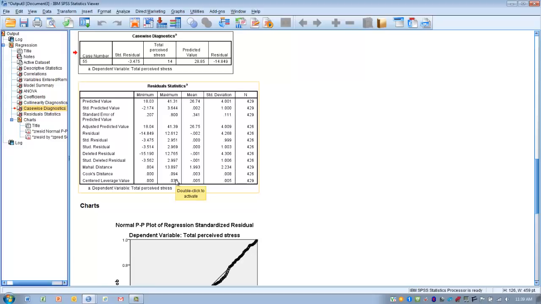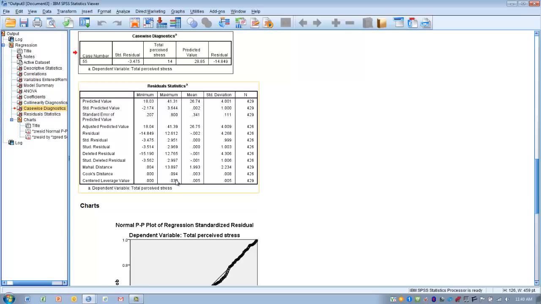So we've examined all of our assumptions here, and we seem to have met all of them. We can move forward now with evaluating the model that we created, to see how effective it is, whether it's statistically significant, and how accurate it will be in its predictions.